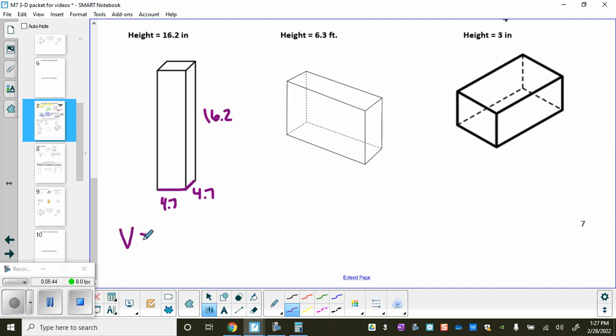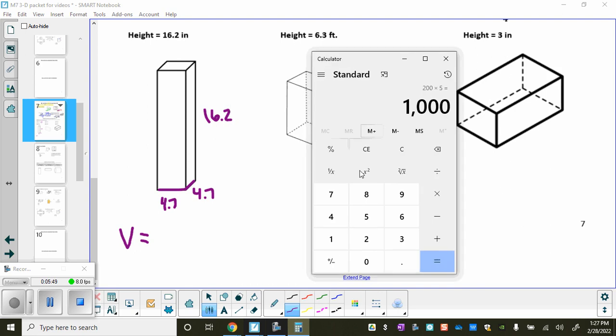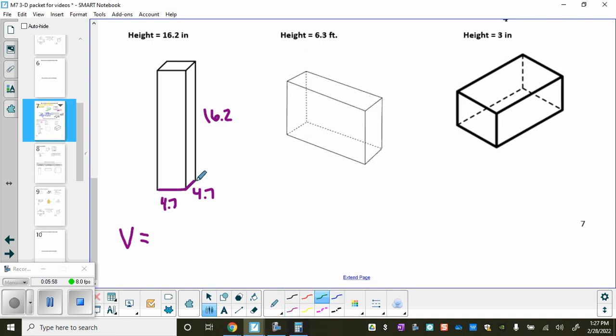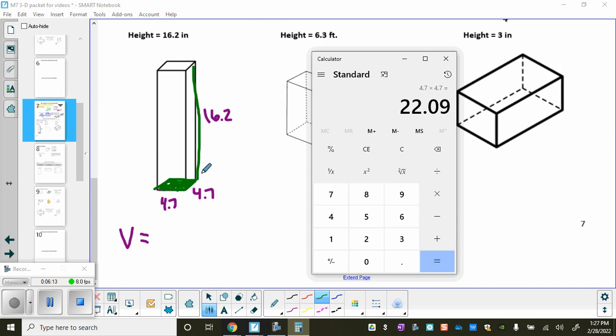So now to find the volume, we're simply going to multiply these three numbers together. So we're going to do 4.7 times 4.7, and that's the area of the base, the area of this square bottom. Now for volume, since it's a 3D shape, we need to take this area and multiply it by the height, which is the 16.2.